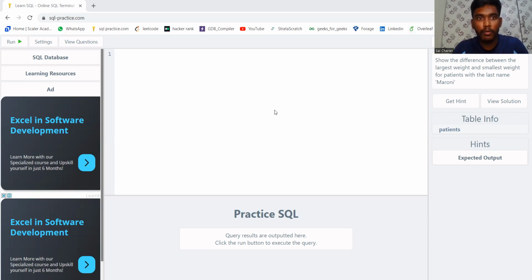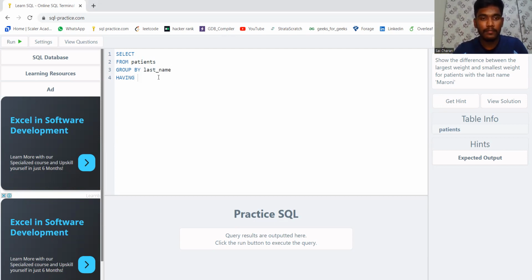First, as we know how to solve it with group by, let's try this. Select from patients table. As we need the data of Meroni, the maximum weight and minimum weight of Meroni, I am grouping based on the last name. Then I need to extract only Meroni's data. After grouping, if we want to apply some condition, we must use having. So group by last name, having last name Meroni.